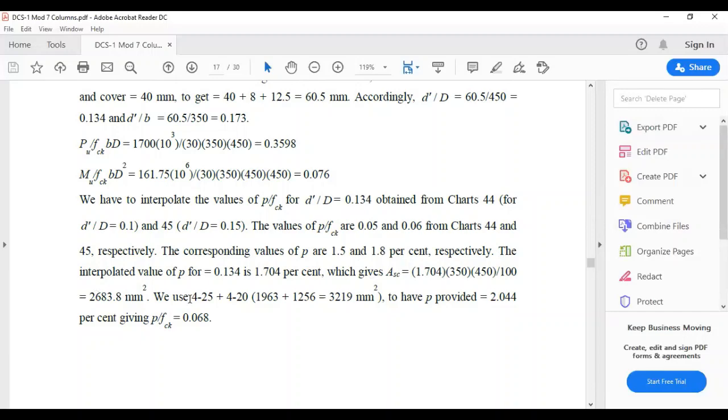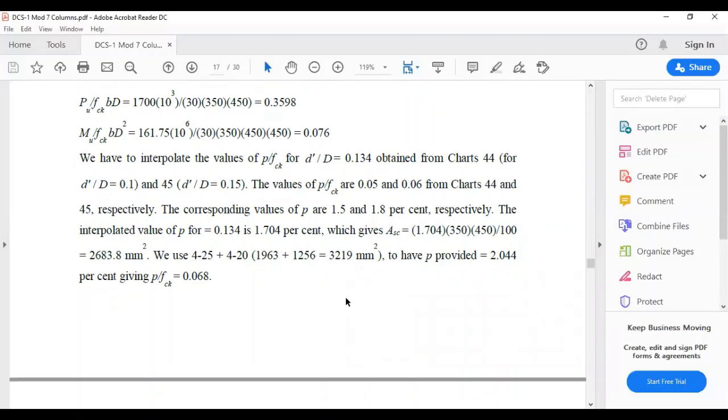So we will use 4 bars of 25 mm dia and 4 bars of 20 mm dia. So area of 4 bars of 25 mm dia is 1963 mm square, and area of 4 bars of 20 mm dia is 1256 mm square. So this value comes out to be 3219 mm square. So this is the total area of reinforcement. So the actual provided reinforcement is 2.044%, and which gives the value of p by fck as 0.068.